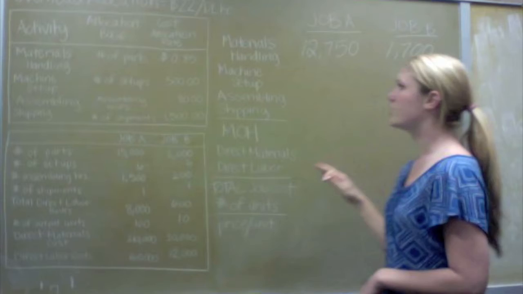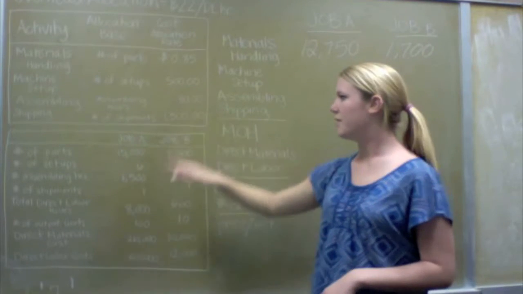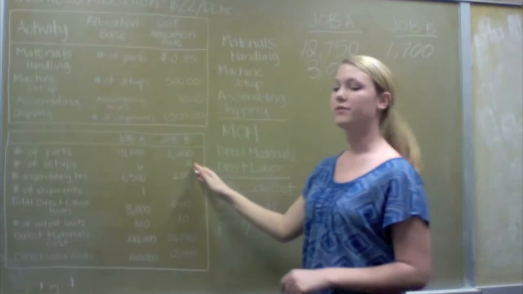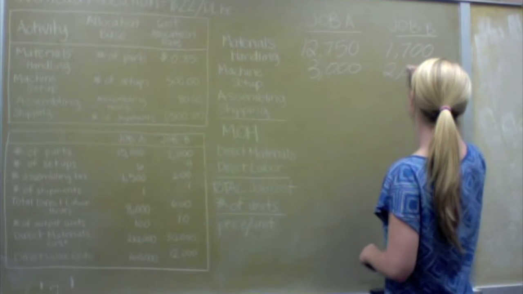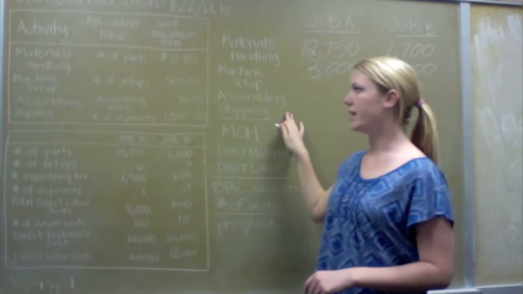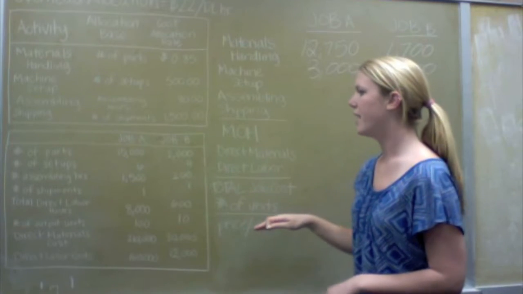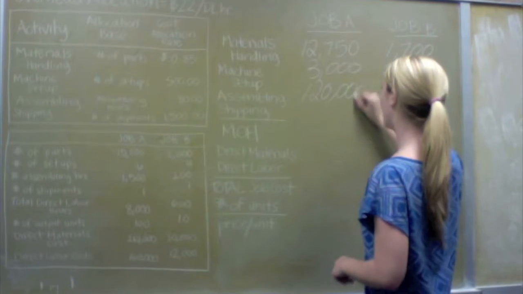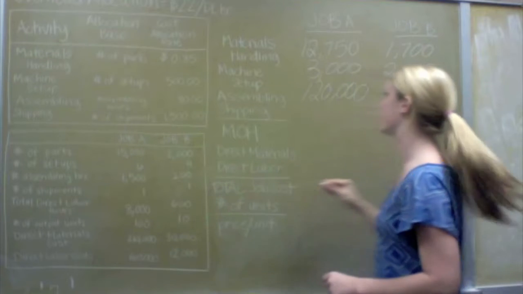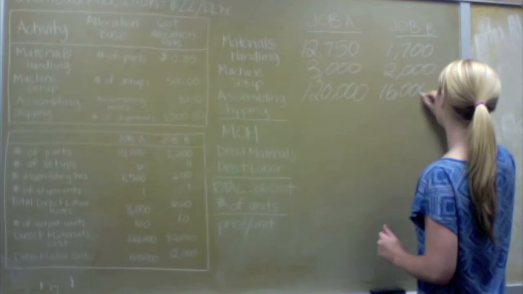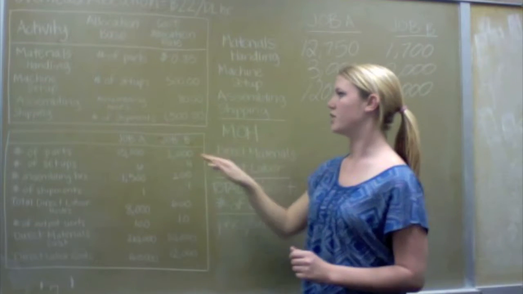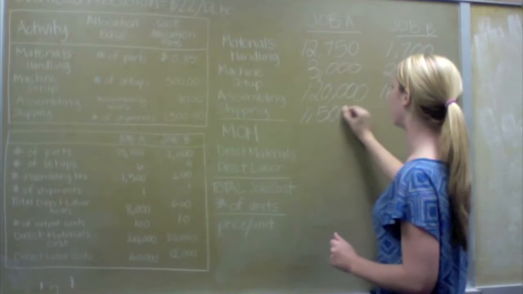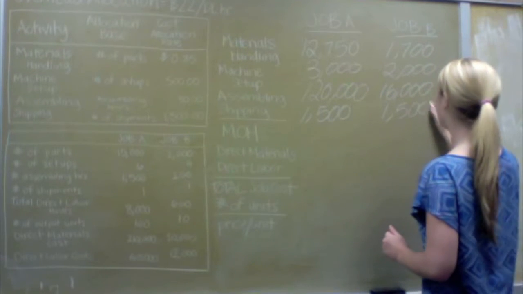For machine setup, the cost allocation rate is 500. For job A, there are 6 setups, which is 3,000. And for job B, there are 4 setups, which is 2,000. Next is assembling, which has a cost allocation rate of 80. Assembling hours for job A are 1,500, which is 120,000. And for job B it is 200, which is 16,000. The last activity is shipping. The allocation rate is 1,500, and there's only one shipment for each, so it's 1,500 for both job A and job B.